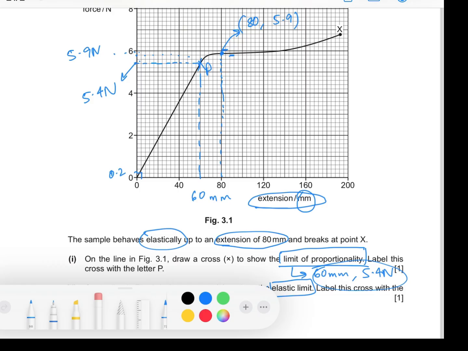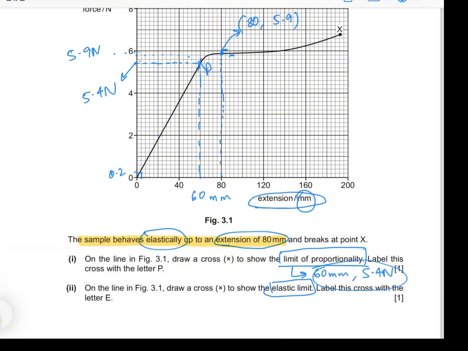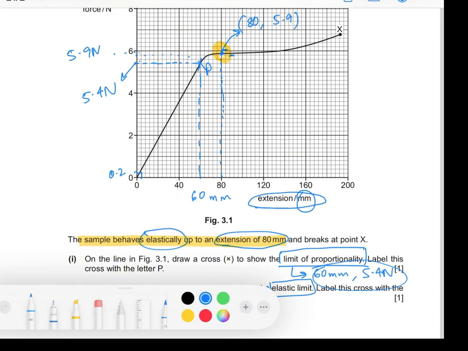And this was already mentioned in the question. The sample behaves elastically up to an extension of 80 millimeter. That means 80 millimeter is the elastic limit. That's over here, right here, and we'll label this with E. Okay, this is supposed to be a cross.